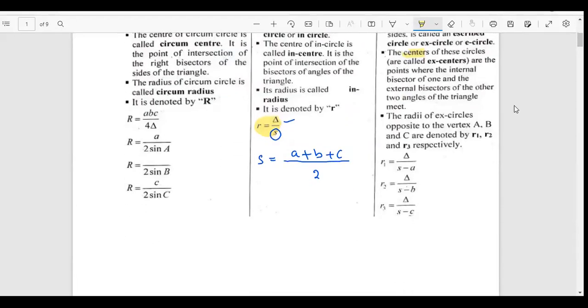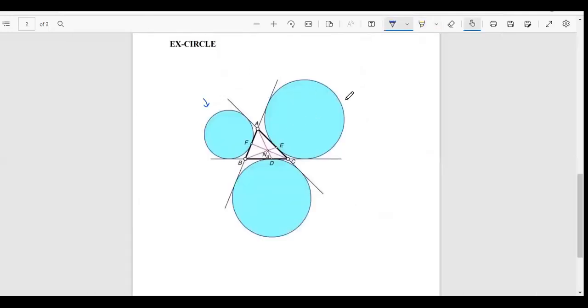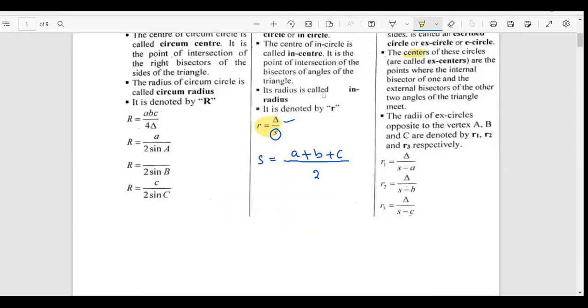Now we will be having three circles. The radii of excircles opposite to the vertices A, B and C are denoted by R1, R2 and R3. This is very important. Since we will be having three excircles around one triangle, it depends on which one you are talking about. The radius of the excircle opposite to the vertex A: let's talk about it. For example, I talk about this circle. This circle is opposite to vertex A. How will its radius come?